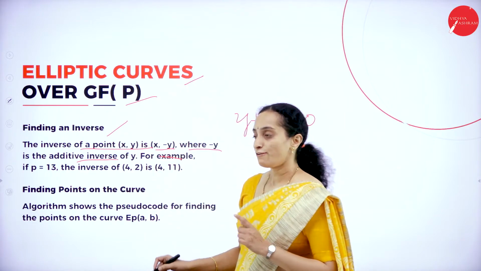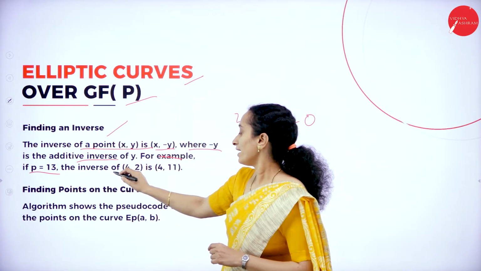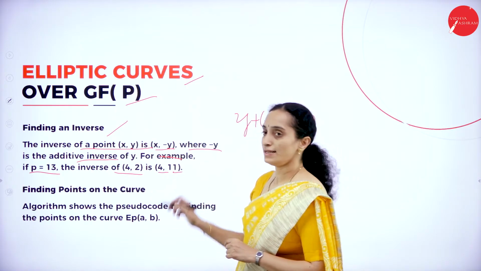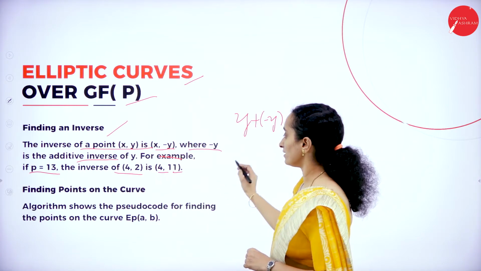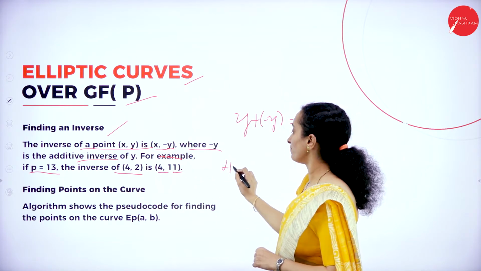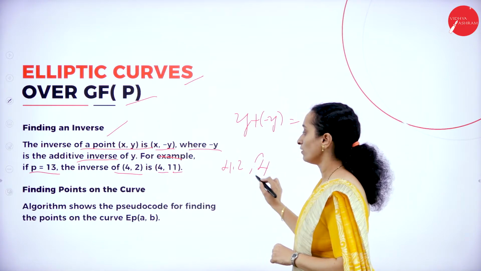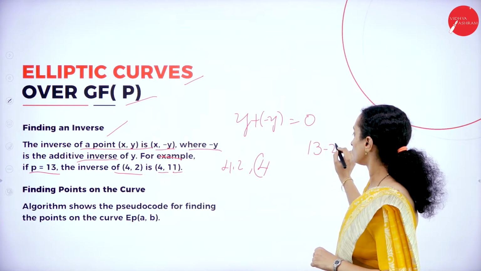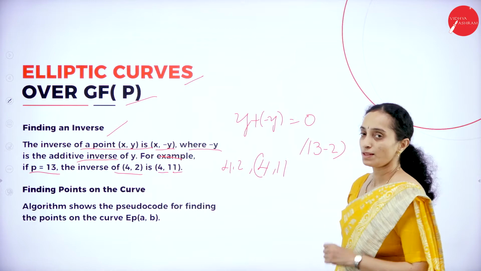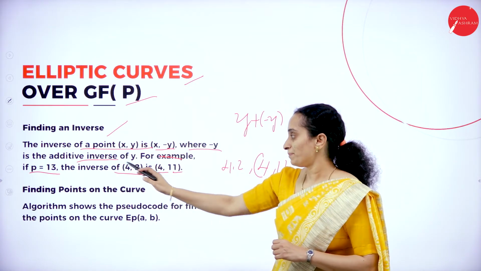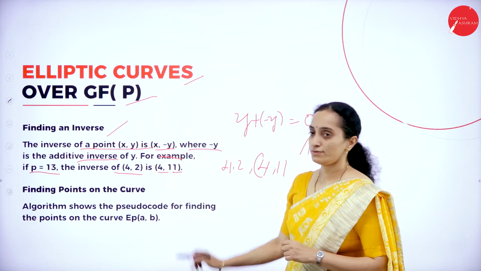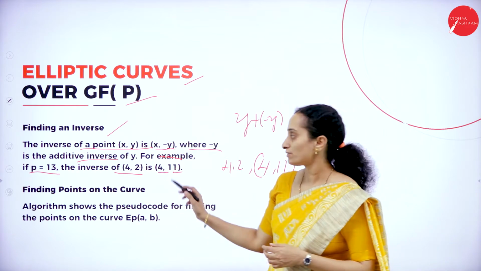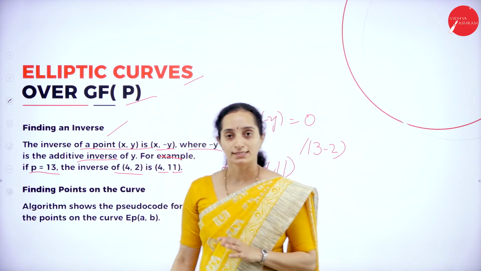For example, if p equals 13, the inverse of (4, 2) is (4, 11). So, we have the additive inverse. 4 and 2: 4 remains the same, 4. So, this will be 13 minus 2, that is 11. P minus y will be taken, which gives the result 11. Okay. So, this is the additive inverse which we can calculate over the set of primes.